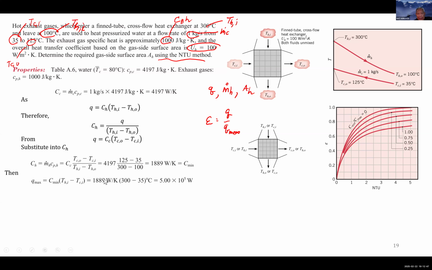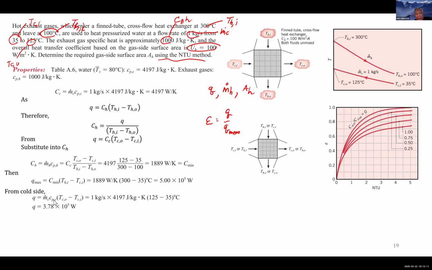Your Q max is equal to this. Find the Q max first, substituting all the numbers inside. And after that, from the cold side, Q equals M dot C Cp multiplied by TCO minus TCI.